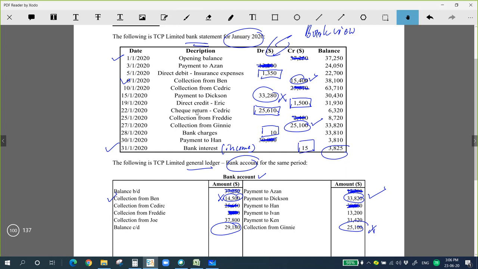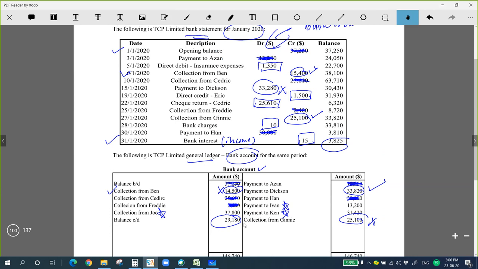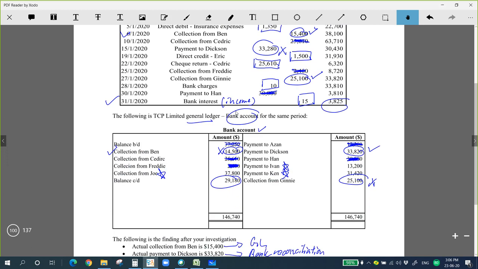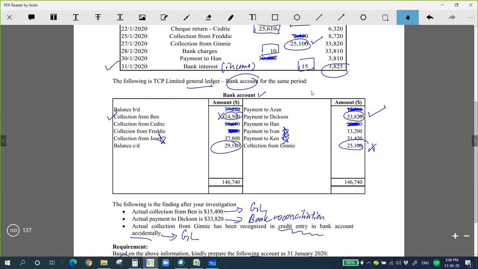Next, let's look at the bank account. So we have netted off or identified the error of the majority of the entries. But we found that the collection from Joy, payment to Ivan, payment to Ken is not shown in the bank statement. I have one collection and two payments not shown in the bank statement. So tell me, what is the reason for this not showing in the bank statement? The reason is due to what?